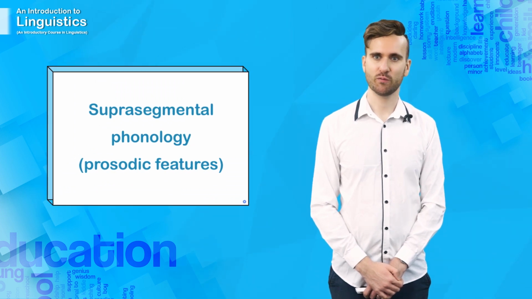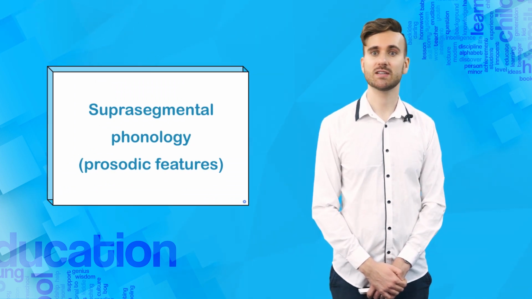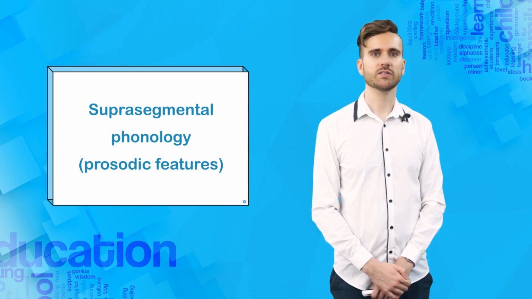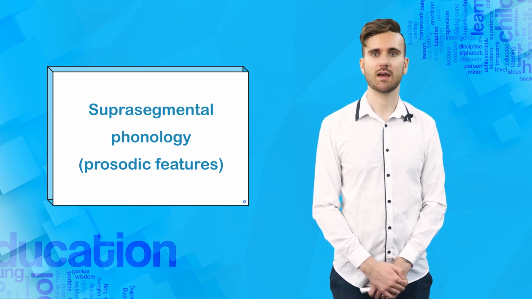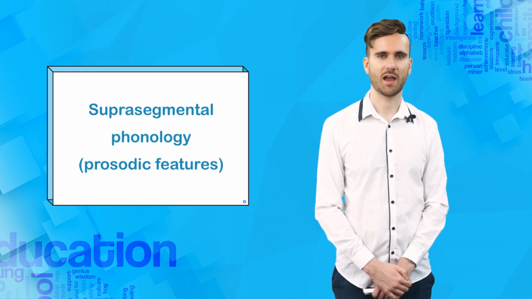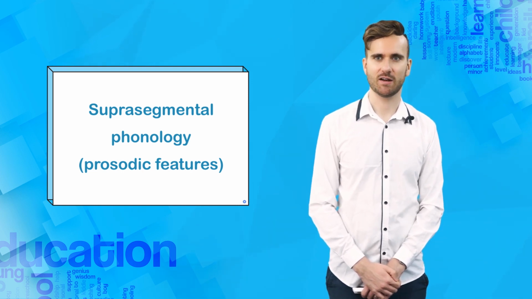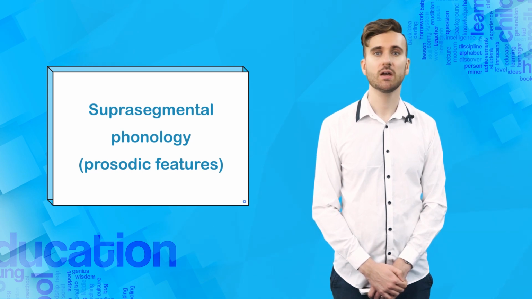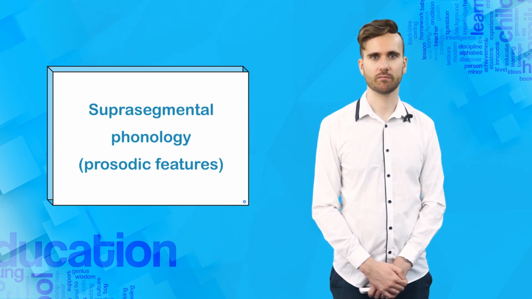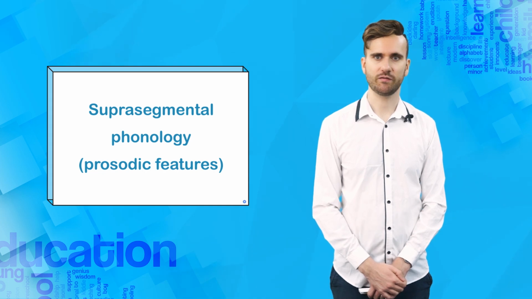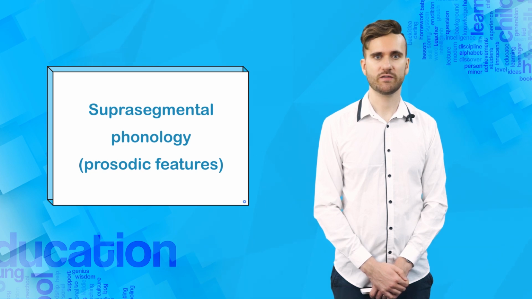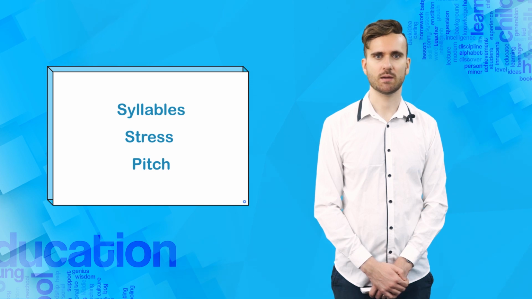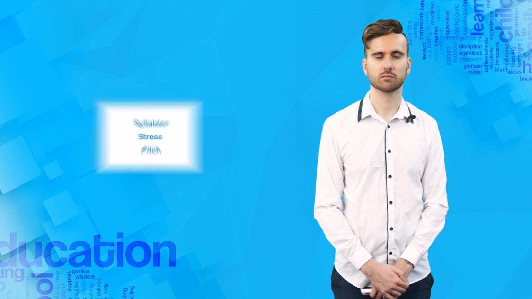Everything we have explored so far in this unit of our MOOC relates to segmental phonology, the study of the features of phonemes and allophones. However, there is one final area of phonology to briefly mention: suprasegmental phonology, sometimes called prosodic features. These are aspects of phonology that go beyond the physical sounds themselves. I will introduce three areas in this episode: syllables, stress, and pitch.